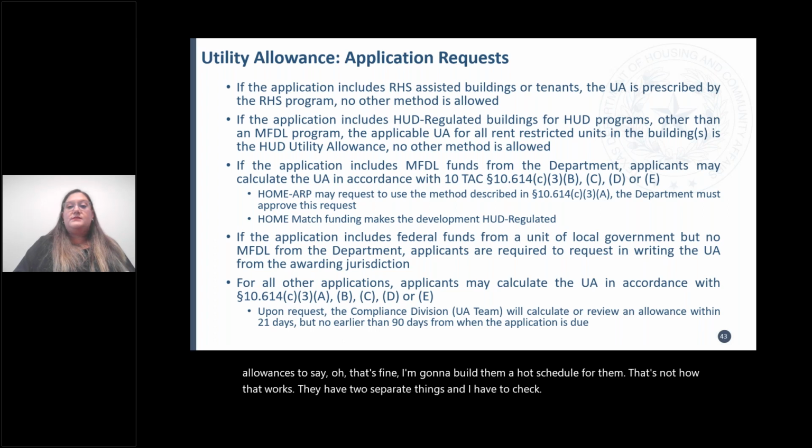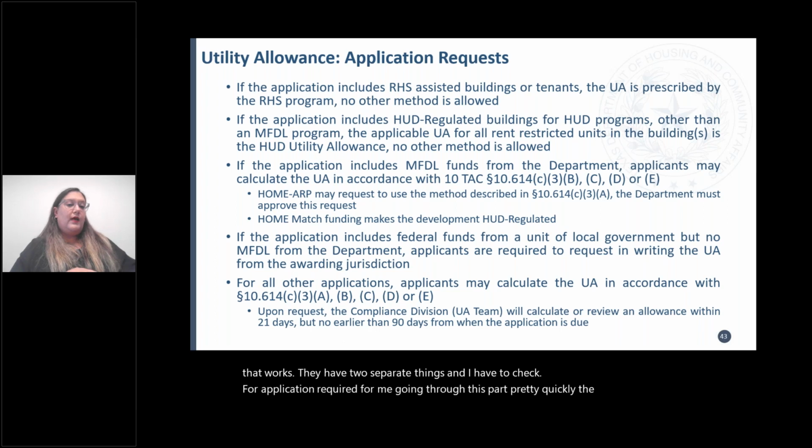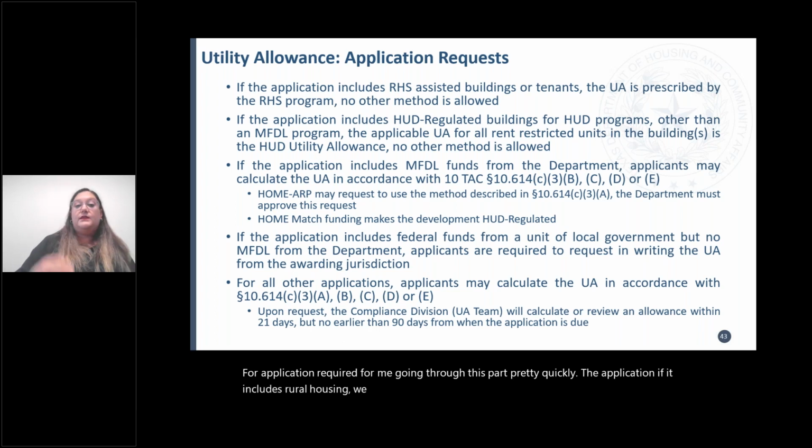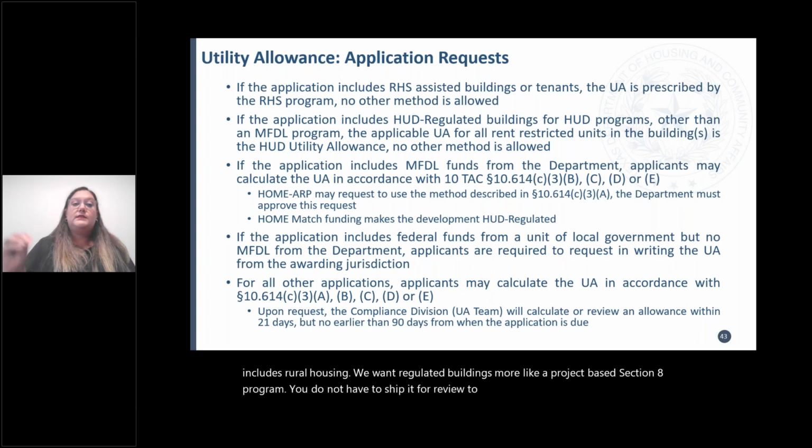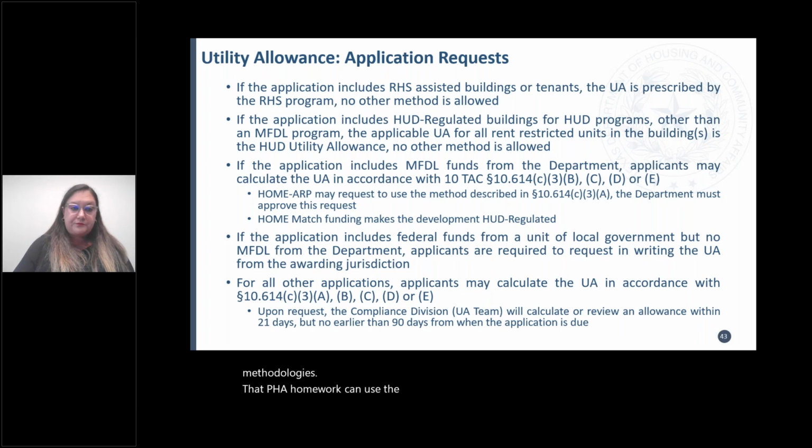For application requests, I'm going to go through this part pretty quickly. The application, if it includes rural housing or HUD regulated buildings for like a project-based Section 8 program, you do not have to submit for a review to us. You can submit, you would use your rural housing or your HUD schedule in your application. If you have multifamily direct loan funds from the department, you would still have to submit to us. You can use any of the methodologies except PHA. Home ARP can use the PHA method, but they do still have to submit for approval for that.